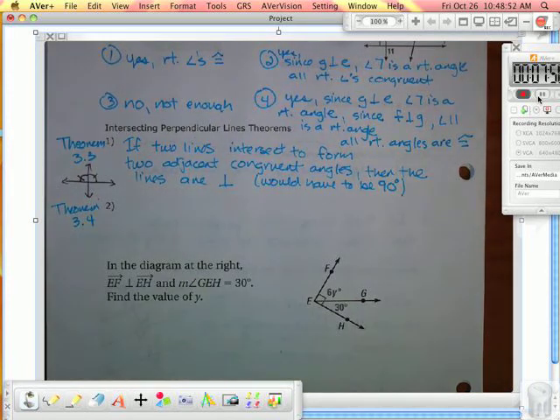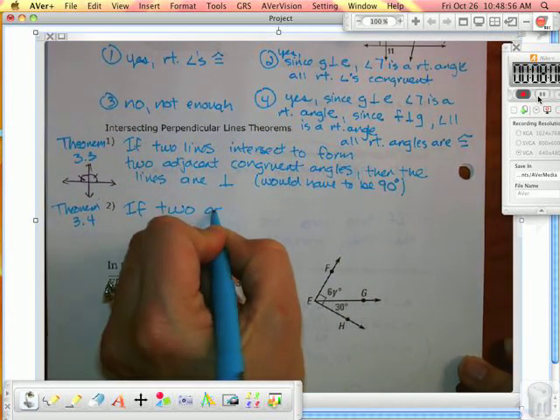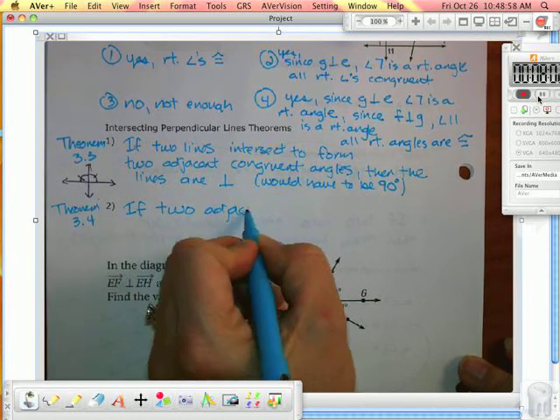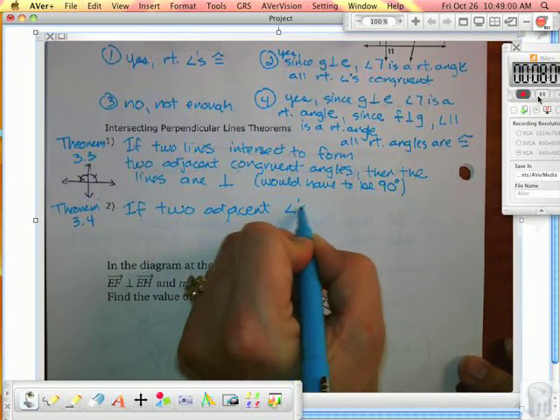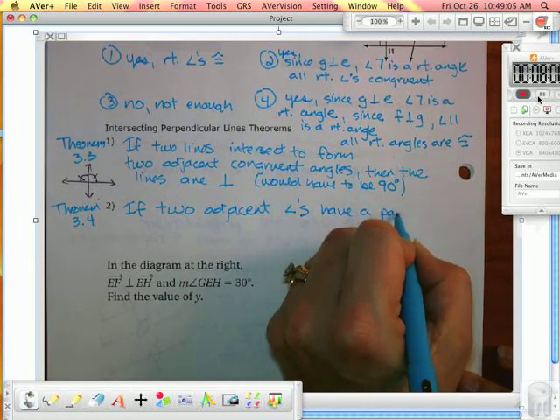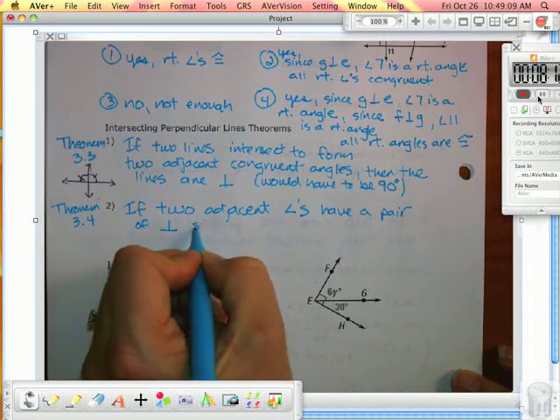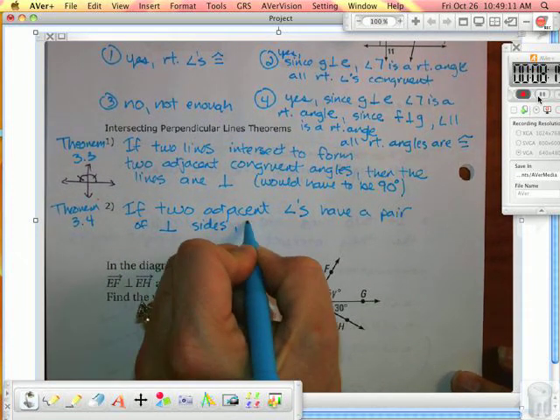Here it says if two adjacent angles have a pair of perpendicular sides, then they are complementary.